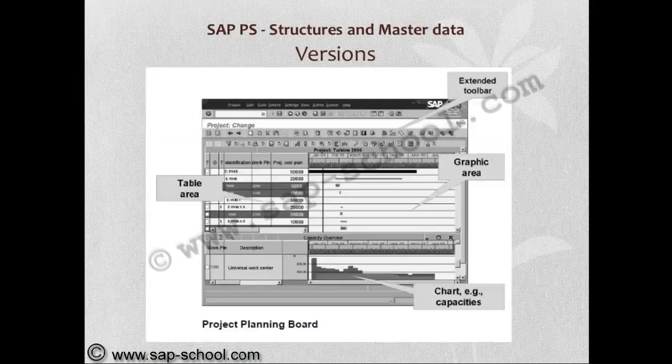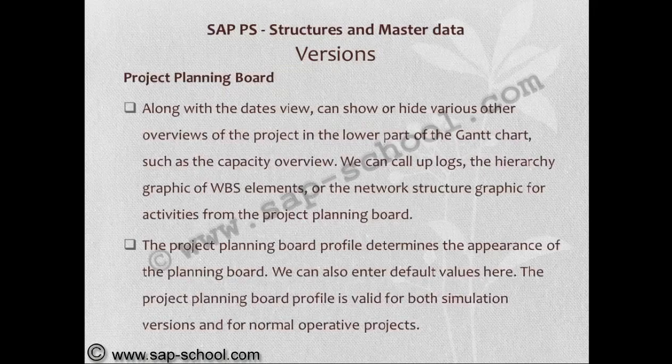So you can see the project planning board. It has a tabular form. The table area is where the activities, WBS elements and activity elements appear, and in the graphic area we can see the scheduling part and the capacities with the chart representation and different functions with the extended toolbar.